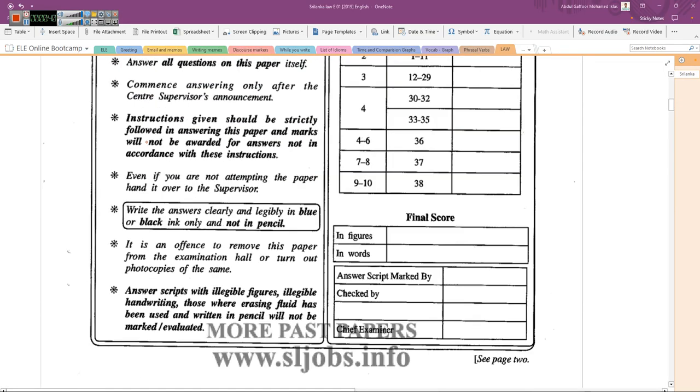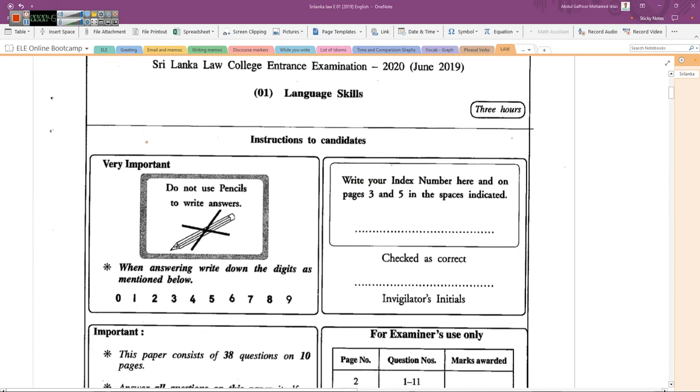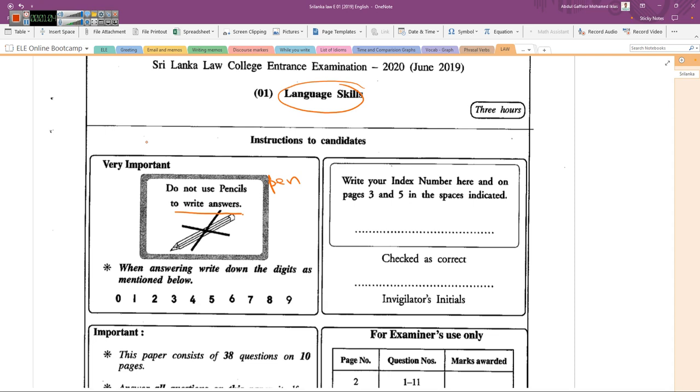Before that, let me start from the instructions. This is very important. We do not use a pencil to write down the answer. If you are going for this language skills examination, always use a pen for marking your answer. When answering, write down the digits as mentioned below, and write your index number here. Don't write anything here because this is for the invigilators' use.